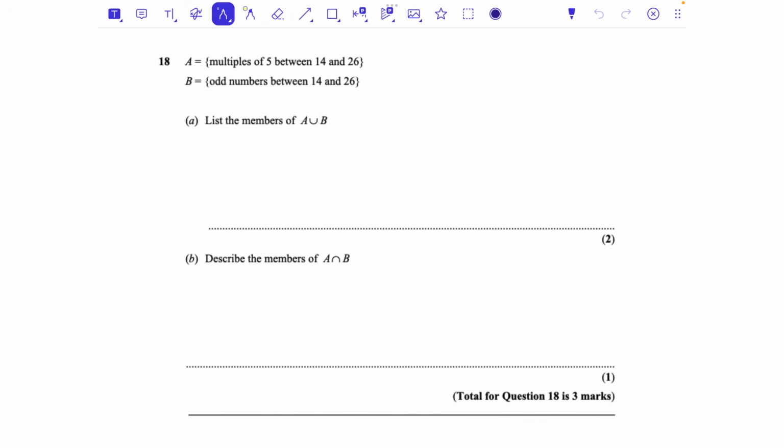Okay, question number 18. Set A is the multiples of 5 between 14 and 26. So these curly brackets just mean a little set of numbers that are defined by that rule. So the multiples of 5 are all the numbers in the 5 times table, but we only want the ones between 14 and 26. So I'm just going to write them here. So we could write this as 15, that's in the 5 times table, 20 and 25. We can't go any higher because they only want the multiples of 5 between 14 and 26.